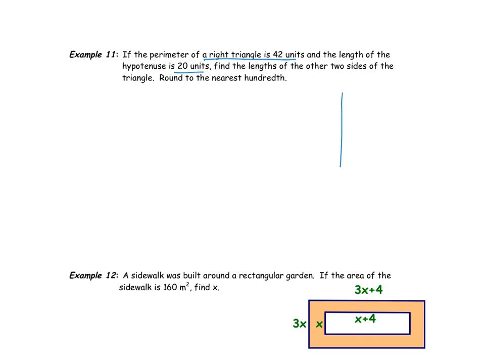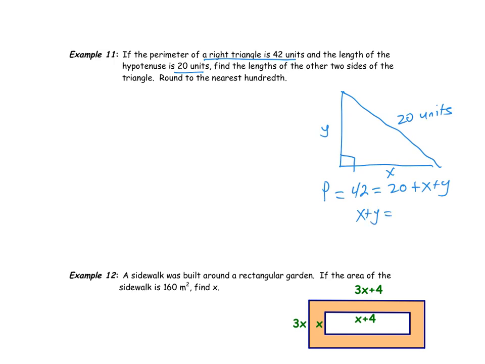So it's a good idea to start with a diagram. In this case, I'm going to draw a right triangle and put on the information that I know. I know the hypotenuse is 20 units long, and I know that the perimeter is 42 units, and that is going to be the sum of the lengths of the sides of the triangle. So the perimeter, 42, is going to be 20 plus, I can call one side x and the other side y, x plus y, which would mean that the sum of the lengths of the two legs is going to be 42 minus 20, which is 22.